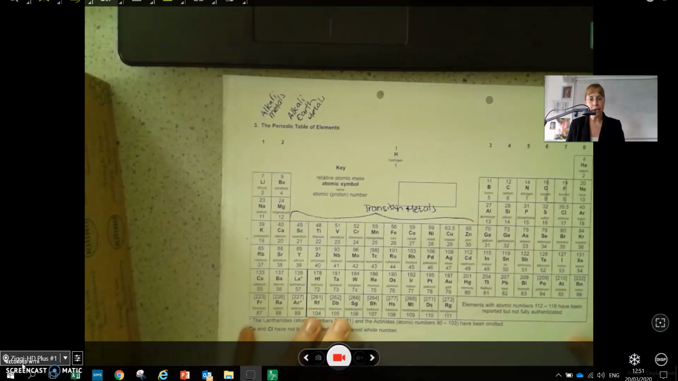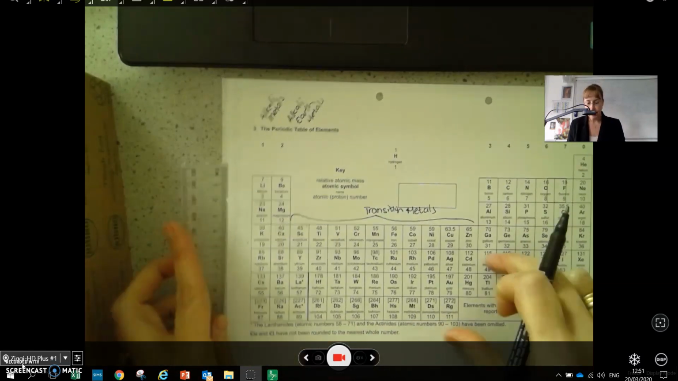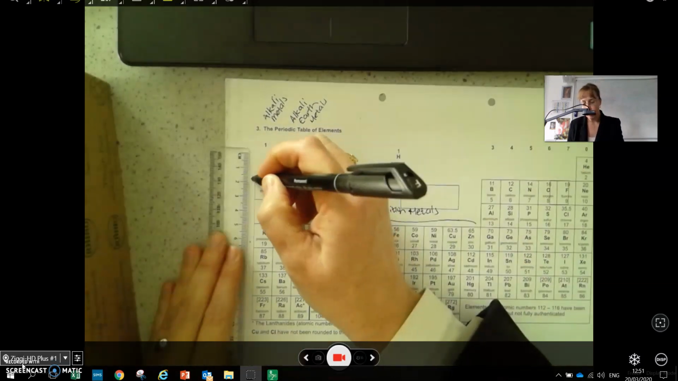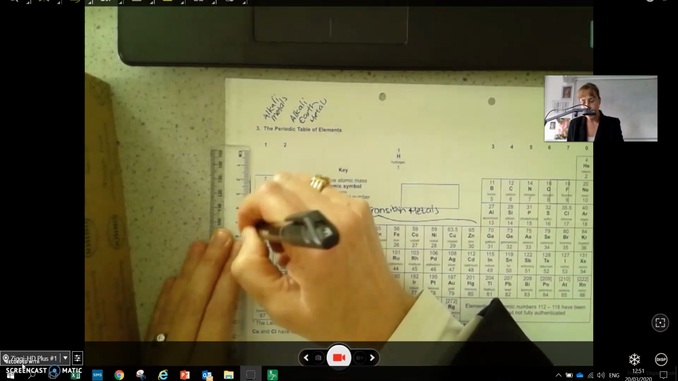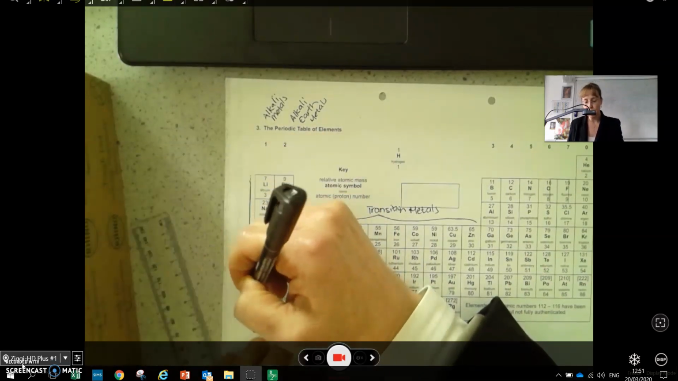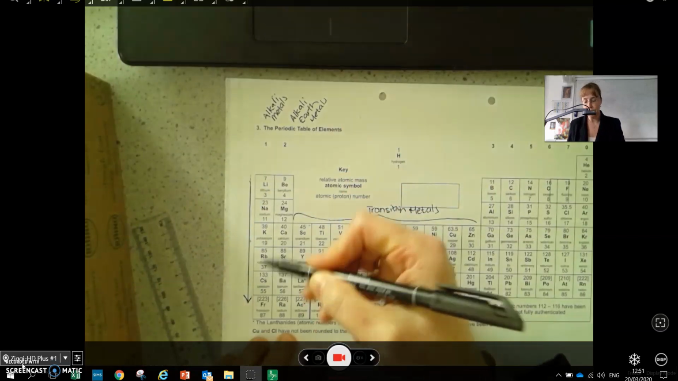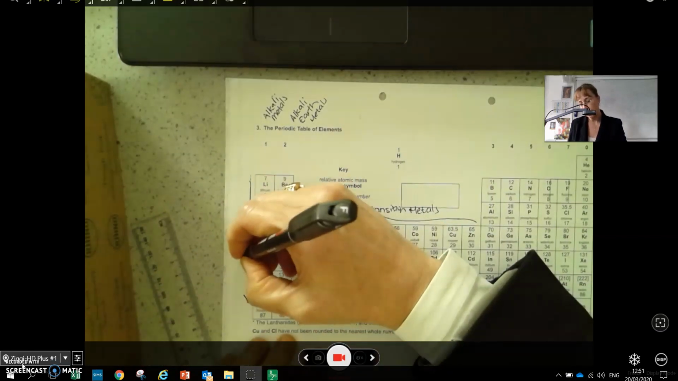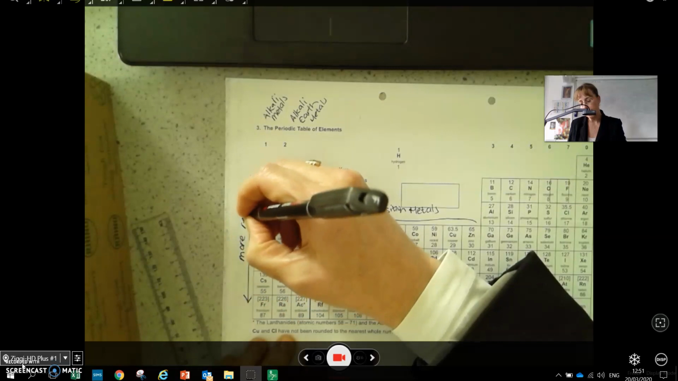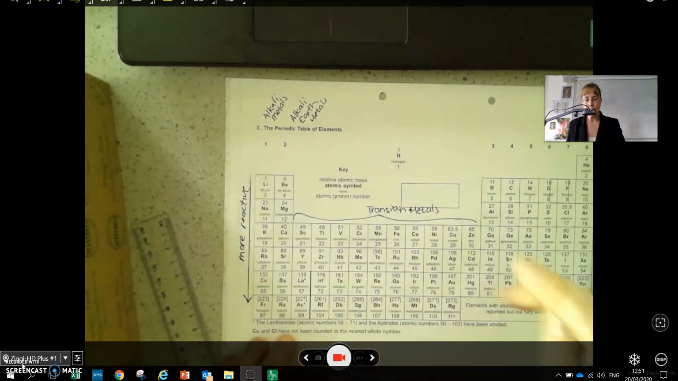Now this group is very special because they've got a full outer shell, and that means that they don't need to react with anything because they've got everything that they need. So when I get my periodic table, I always draw an arrow going down group 1 and group 2, because we know as we go down the group it gets more reactive. This reminds me, so if I get stuck in the test I can always just check.